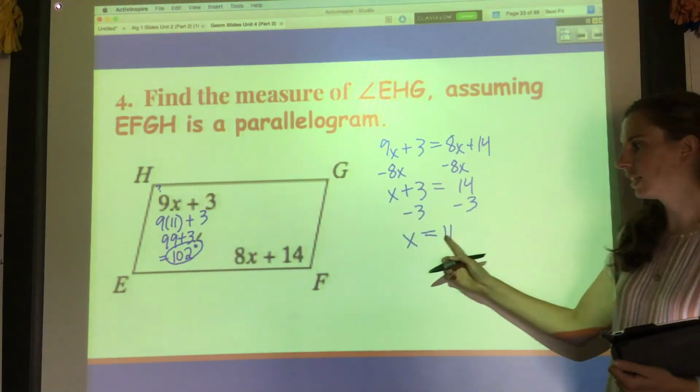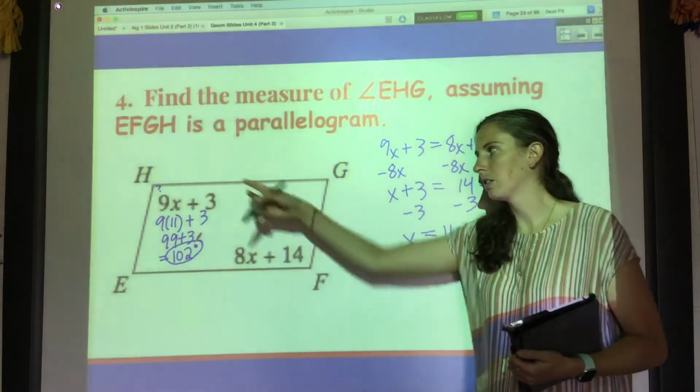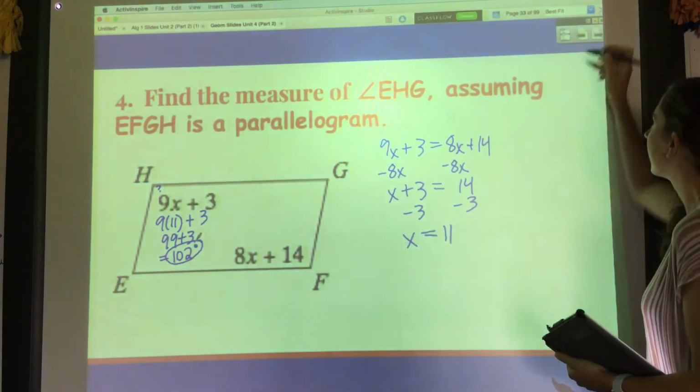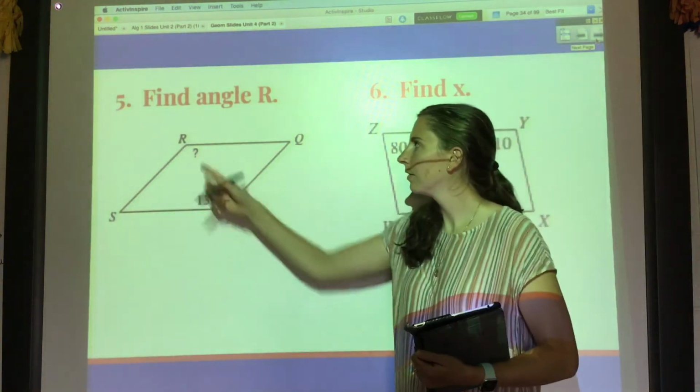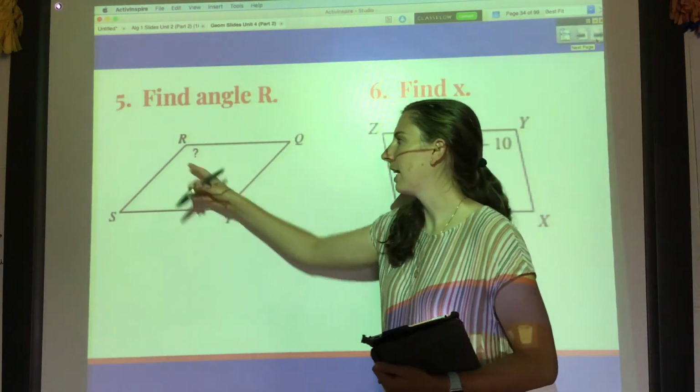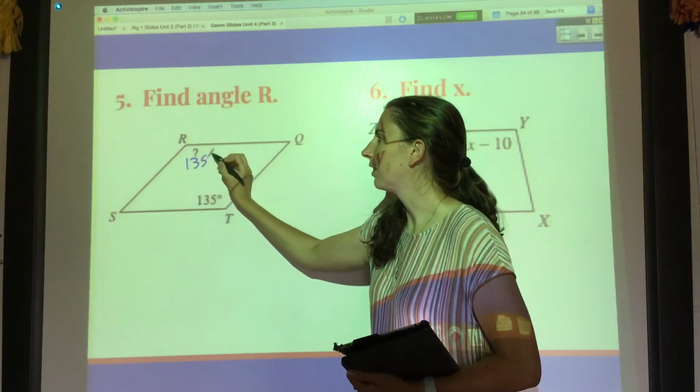Note that if I plugged in 11 here, I should get the same thing because those should be congruent. Just a couple more examples. Find the measure of angle R. Well, it's just the same. If that's 135, this is 135.